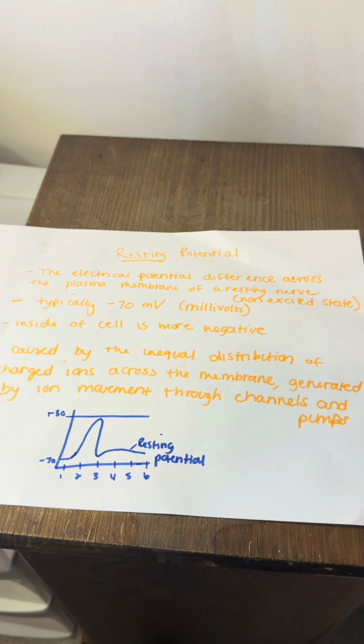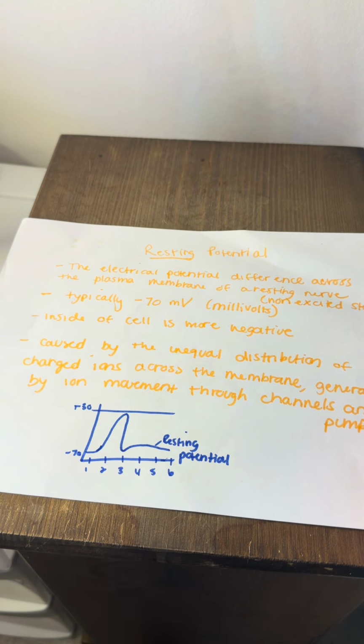And last but not least, we are going to go over resting potential. So this is the electrical potential difference across the plasma membrane of a resting nerve or a non-excited one. The nerve is not in an excited state, so it's just in that resting position. Its typical measurement is -70 millivolts. So at this point, the inside of the cell is more negative. It's also caused by unequal distribution of charged ions across the membrane, generated by ion movement through channels and pumps.